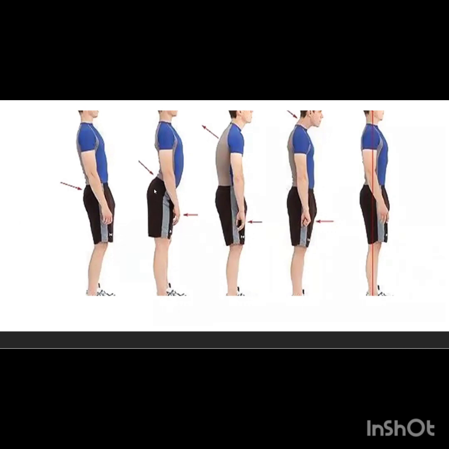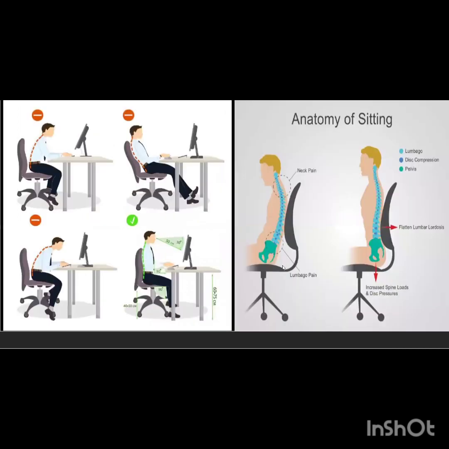So here are some abnormal postures. We are going to learn them one by one. Okay, so this is considered one normal posture. Then the neck is forwarded, the hip is forwarded, and the hip muscles are forwarded, and the sway back is here. So these are certain types of abnormal posture.